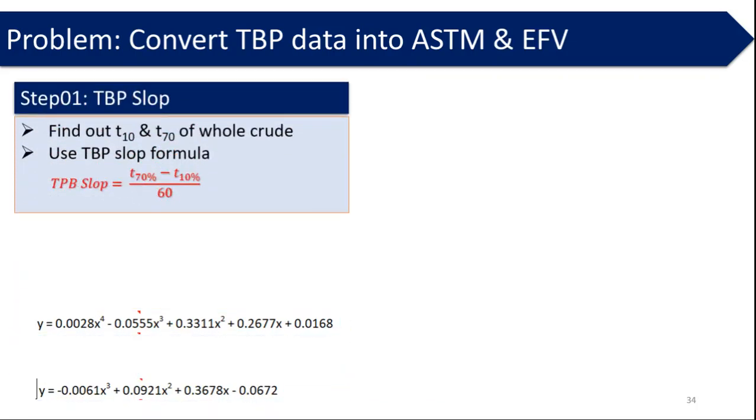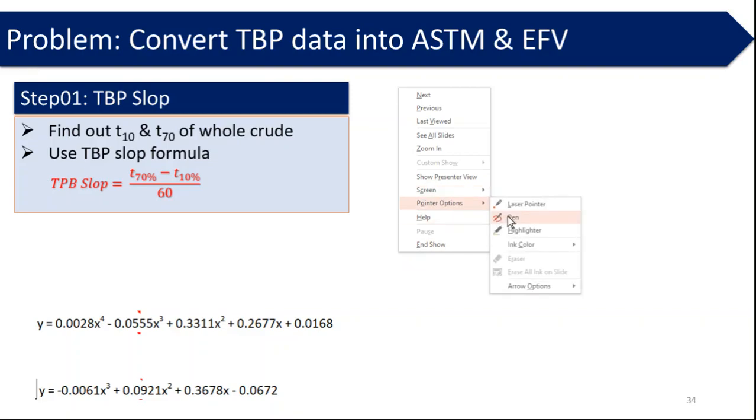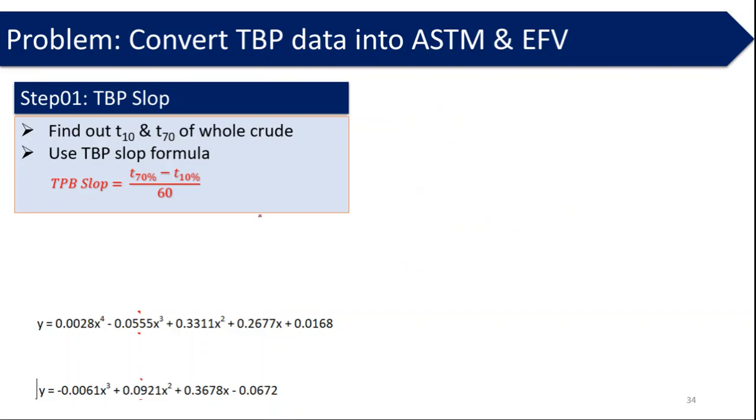So our first step is the TBP slope. We have to find out the TBP slope, and we know how to find it. Simply, we can find out the T10 volume percent and T70 volume percent, and with the help of this formula, T70 minus T10 upon 60, that is simply the TBP slope.